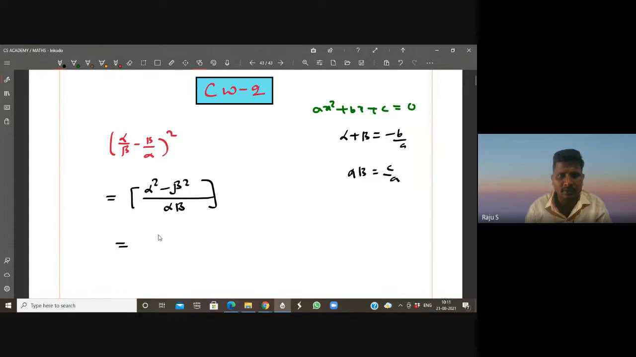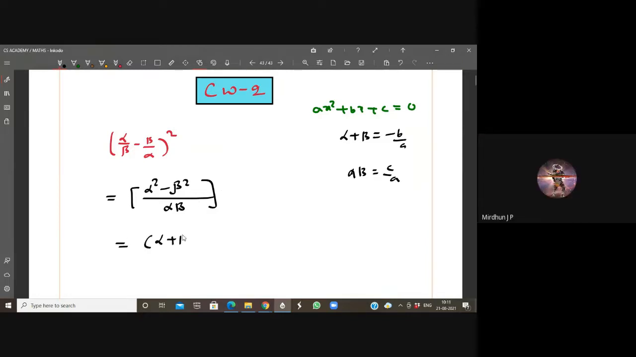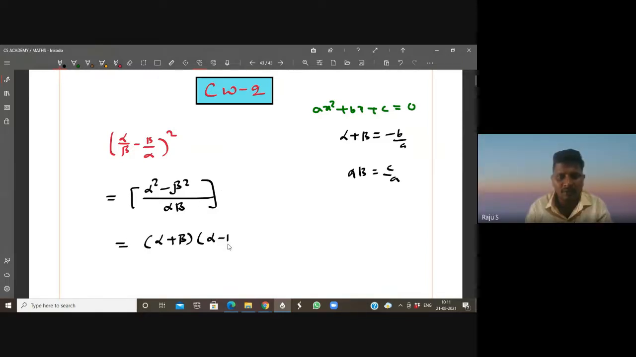Students, what is a square minus b square? The formula is a plus b into a minus b. Yes, alpha plus beta into alpha minus beta by alpha beta. Since we know alpha plus beta, just now we found the alpha minus beta value. Alpha plus beta is minus b by a, by alpha into beta, that is c by a.